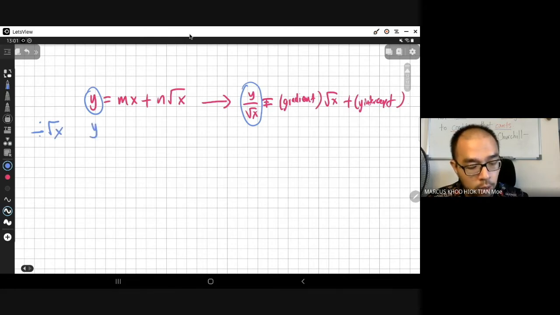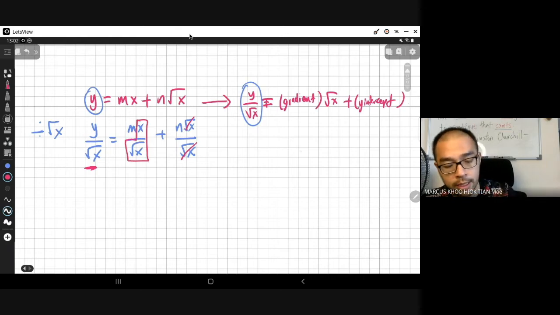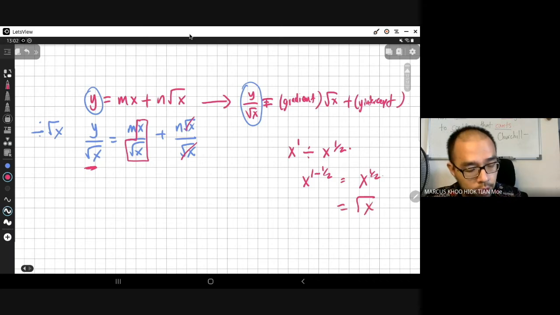So we get y over square root of x equals mx over square root of x plus n square root of x over square root of x. Okay, now this will give us, this one can be cancelled. Okay, this one is okay, right? This one is a bit of a problem. If you remember this, x to the power of 1 divide x to the power of half, so it will be x to the power of 1 minus half, which is actually x to the power of half, which is square root x. Okay, so this will be y over square root x equals m square root x plus n.